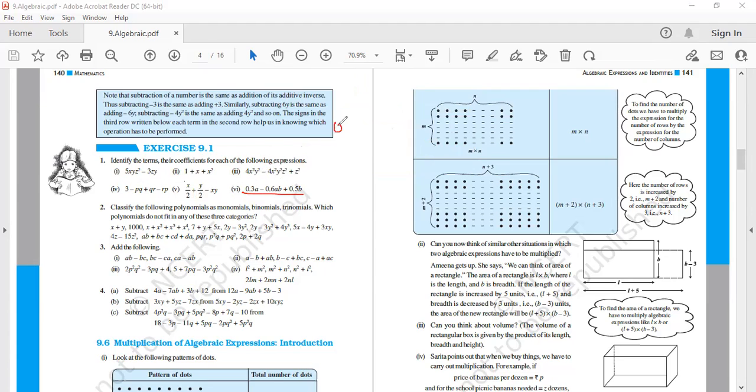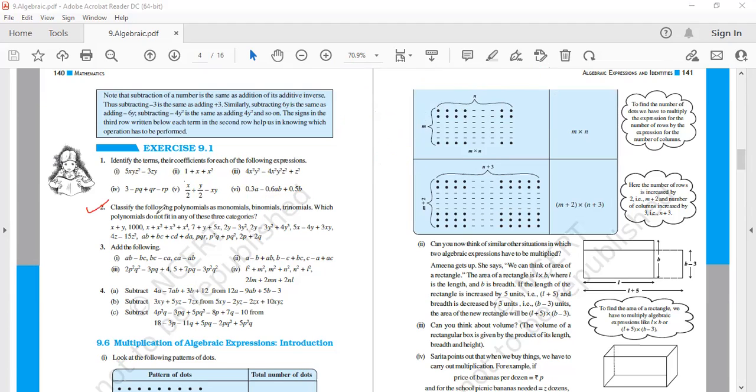The terms will be 0.3a, comma, minus 0.6ab. Okay, I will write on the whiteboard: 0.3a minus 0.6ab and 0.5b. The coefficients will be 0.3, 0.6 with their negative sign, and 0.5. These are the coefficients for this expression.